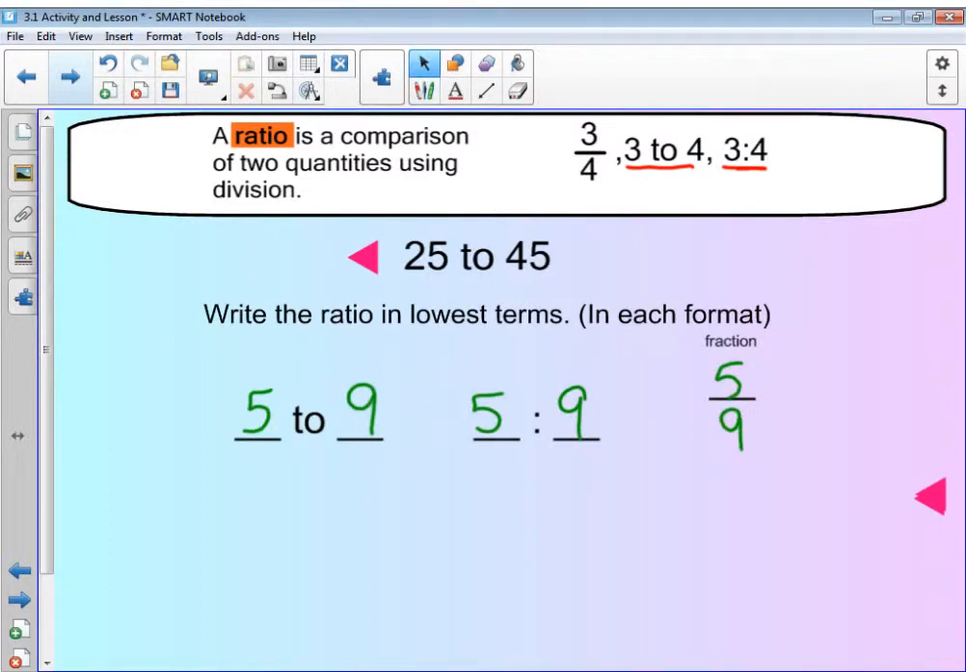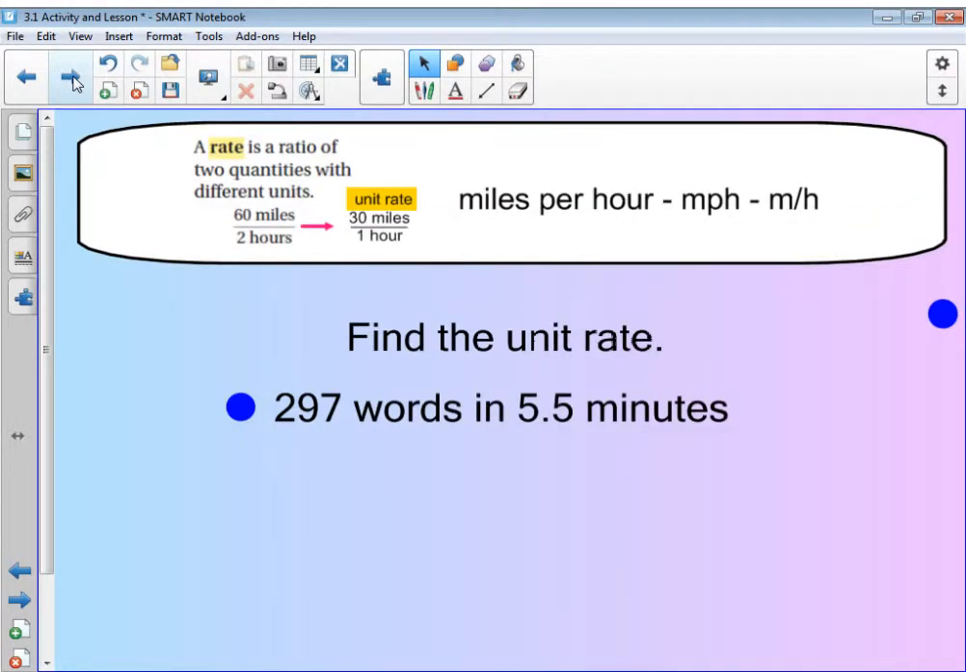Okay, so here 5 would go into each of those. 5 would go into 25 5 times and into 45 9 times. So our ratio was 5 to 9. Okay, so that's working with a ratio and simplifying it. Our next thing that we're going to work with is what they call a rate.